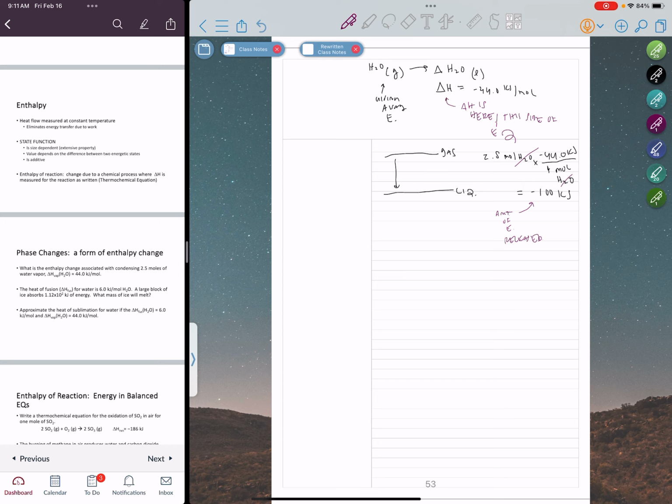Questions? All right. The second problem says, think about the energy changes we're talking about with regard to a block of ice. So in this case, my solid is down here somewhere. This one is 44 kilojoules per mole. This one is 6.